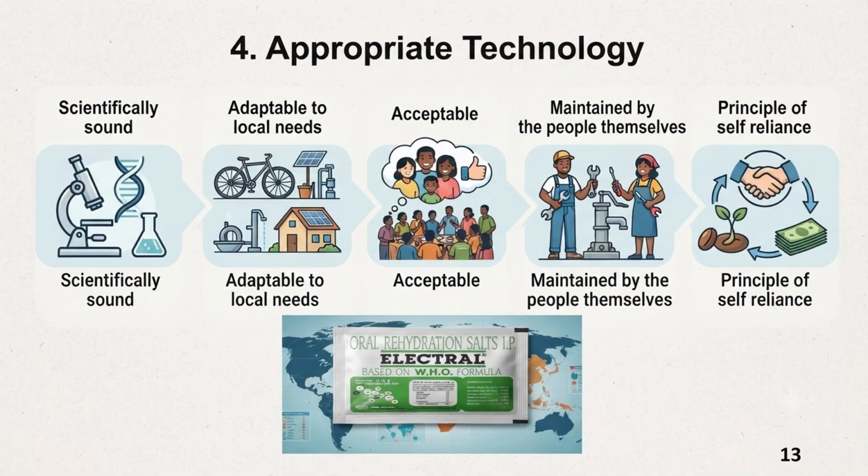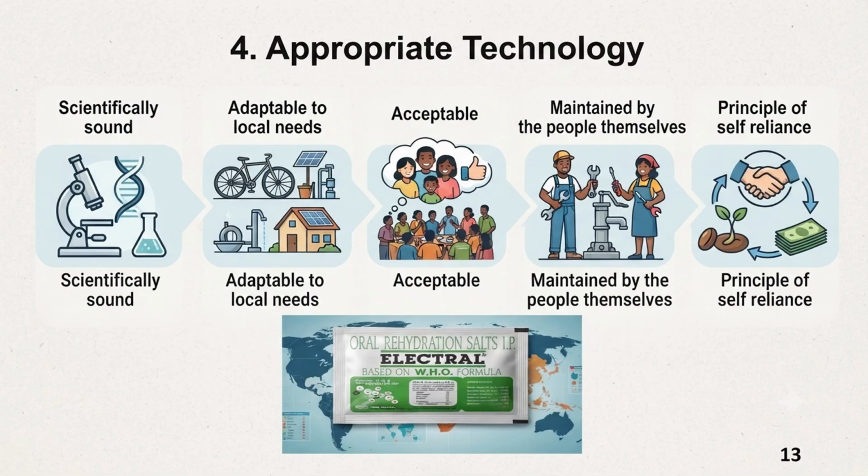And the fourth principle in primary healthcare is appropriate technology. Remember, it is appropriate technology, not advanced technology. Appropriate technology means a technology which is scientifically sound. That means it is proven to be effective, and it should be acceptable to the local needs and acceptable to the people, and it can be maintained by the people themselves, and it will rely on the principle of self-reliance.